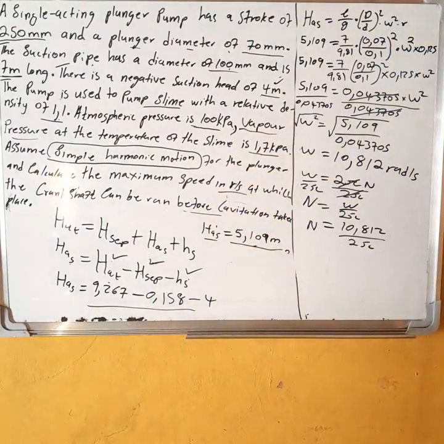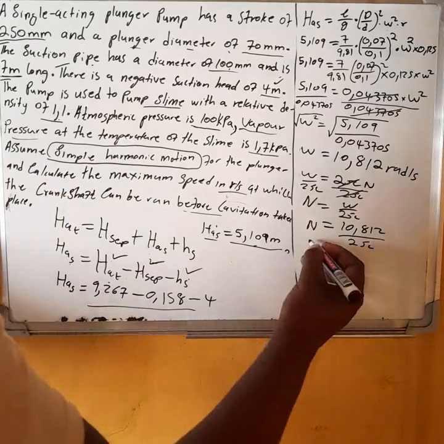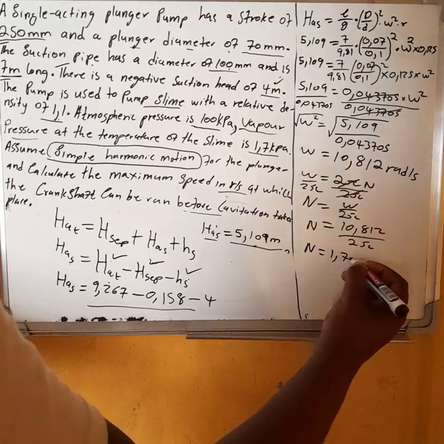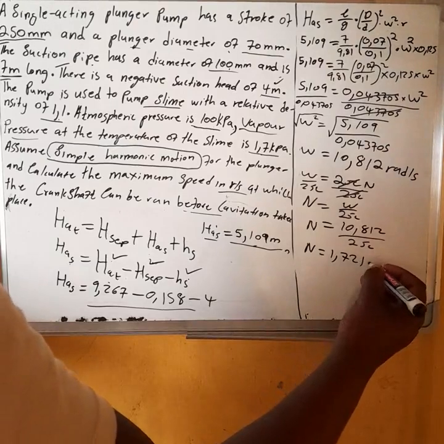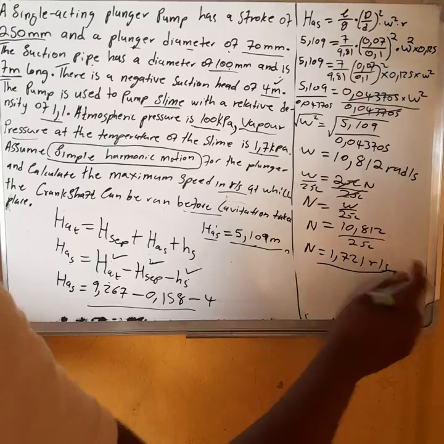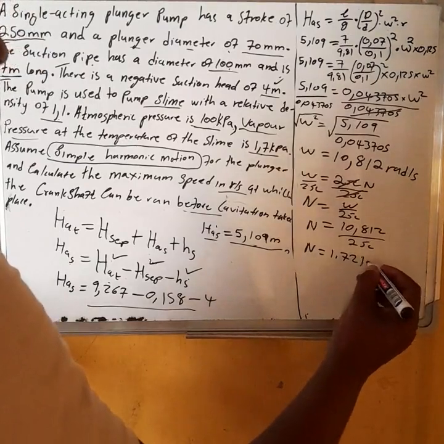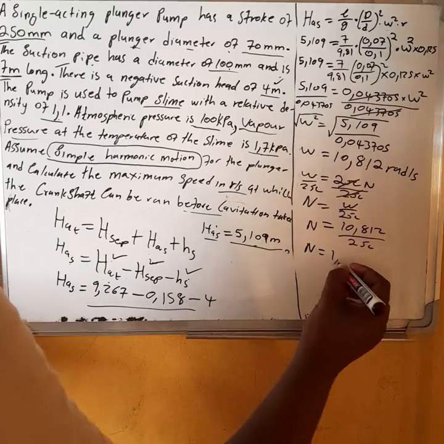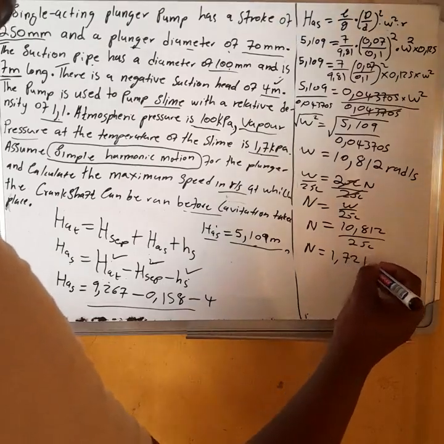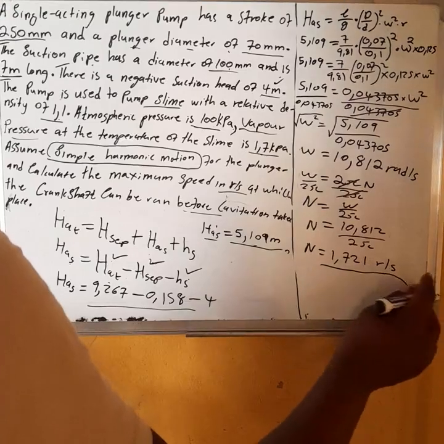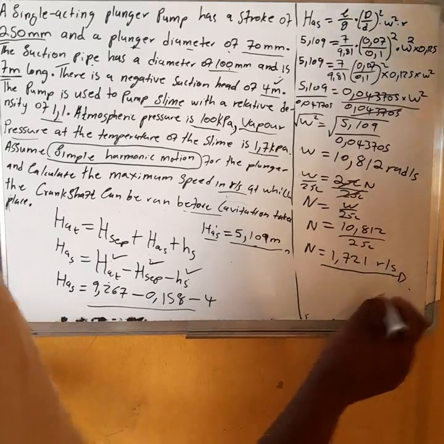Take 10.812 divided by 2 pi. I just got this, and the speed is 1.721 revolutions per second. Let me write it: 1.721 revolutions per second. This is the answer here.